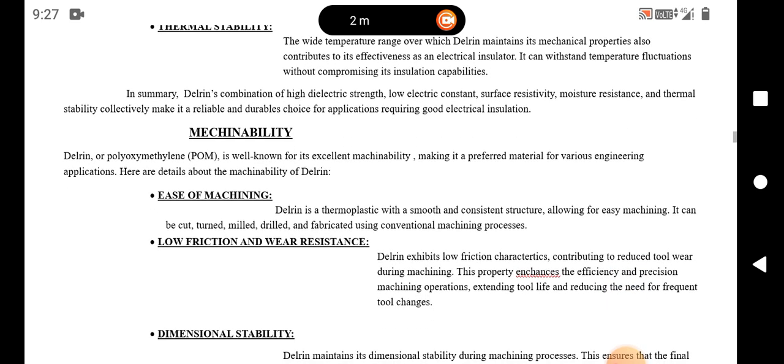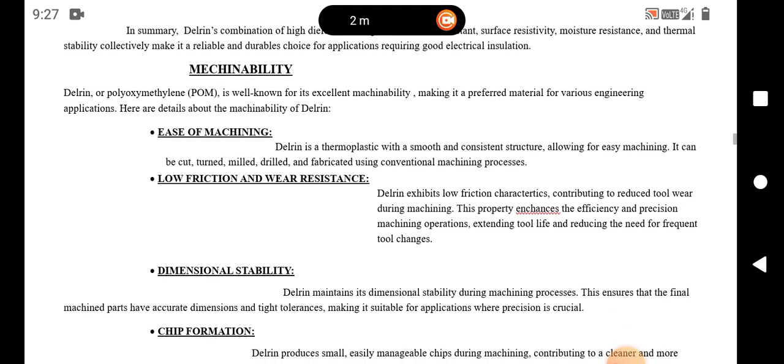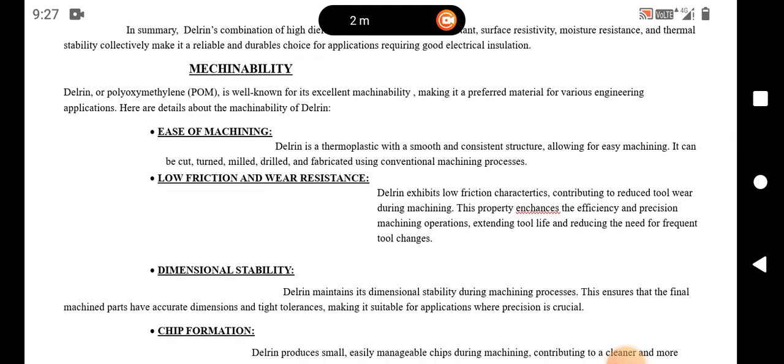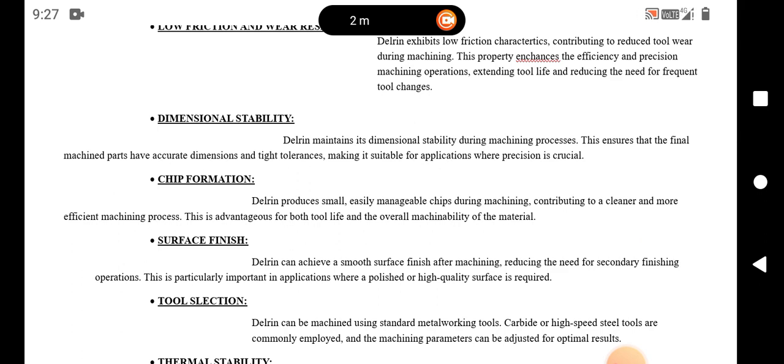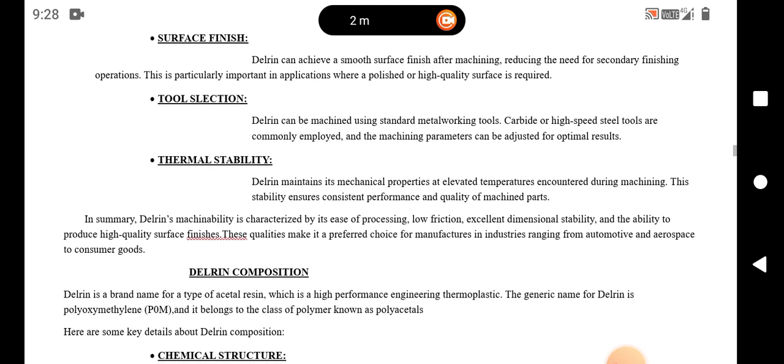Machinability: Delrin, polyoxymethylene, is well known for its excellent machinability, making it a preferred material for engineering. Low friction and wear resistance: Delrin has low friction characteristics that contribute to reduced tool wear during machining. Chip formation: Delrin produces small, easily manageable chips during machining, contributing to cleaner machining. Tool selection: Delrin can be machined using standard metalworking tools. Carbide or high speed steel tools are commonly employed and can be adjusted for optimal results.